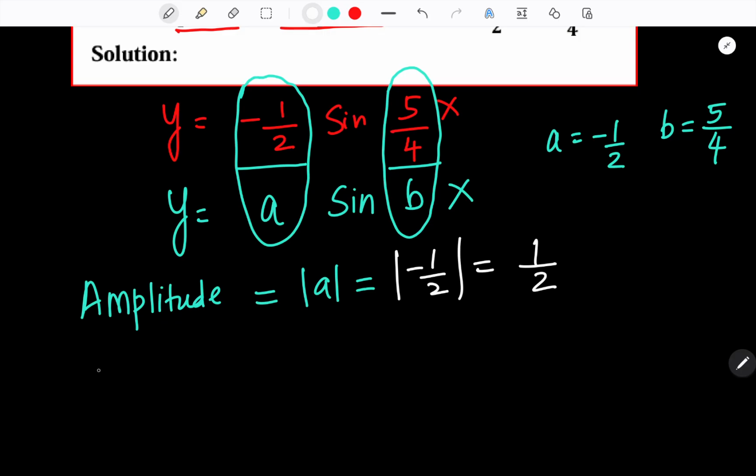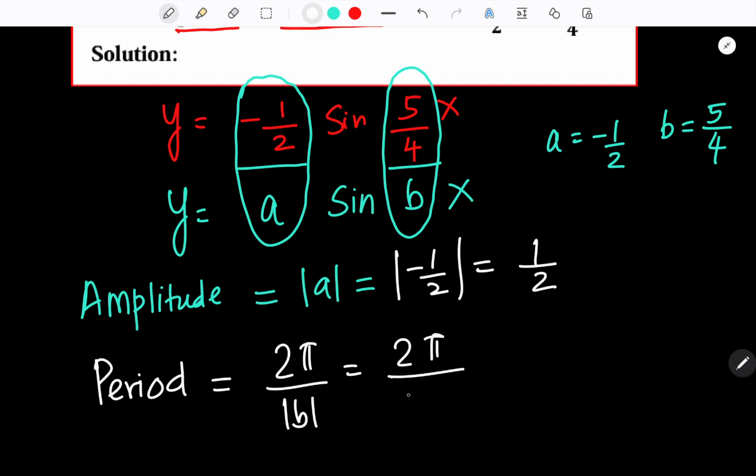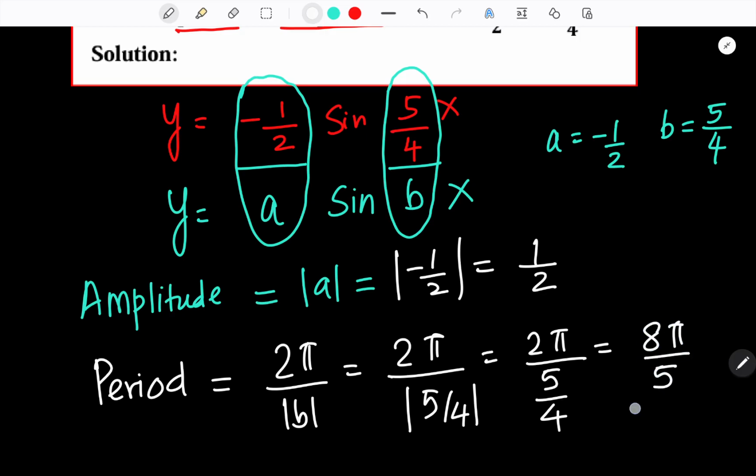Okay, right. Now let's go for the next one, which is period. So what is the formula for period? 2 pi divided by the absolute value of B, which is equal to 2 pi divided by the absolute value of 5 by 4. So this equals 2 pi divided by 5 by 4. Better use a calculator, I'm telling you, otherwise you'll make mistakes. Okay, so this is 8 pi divided by 5.